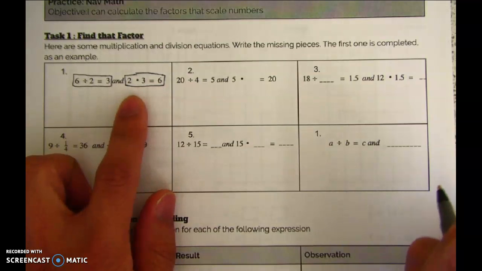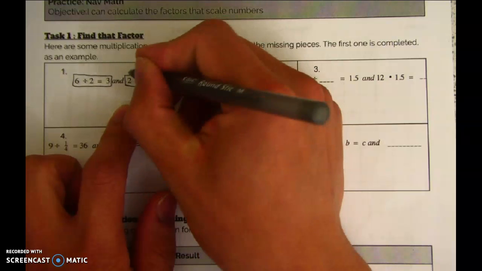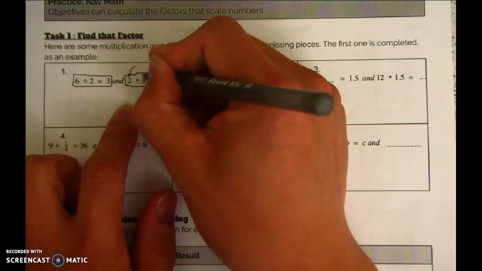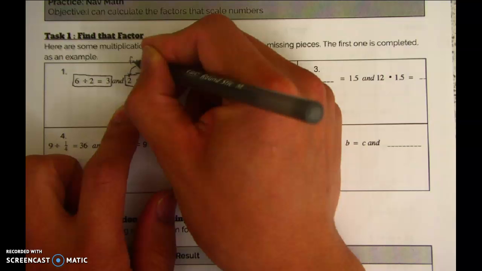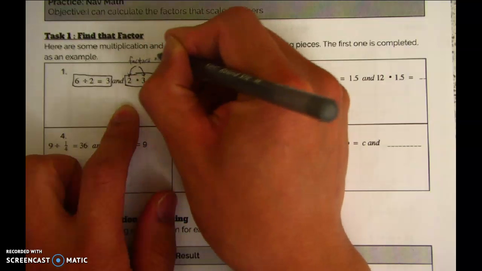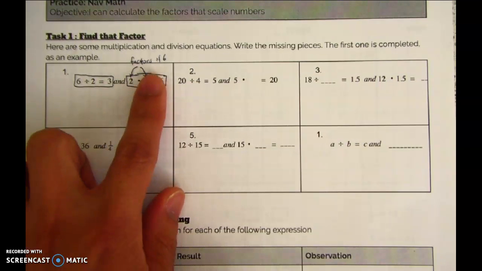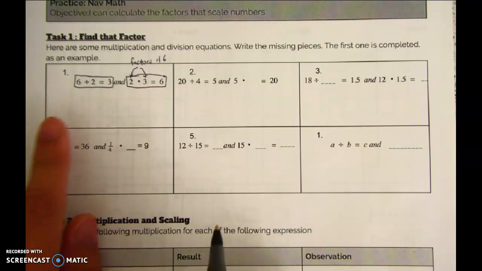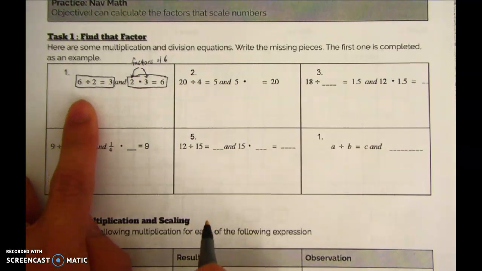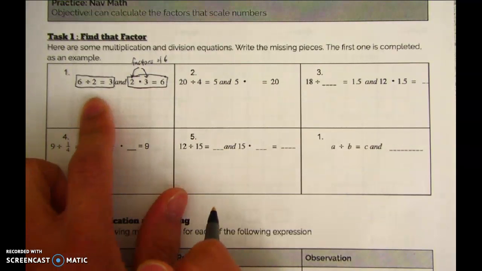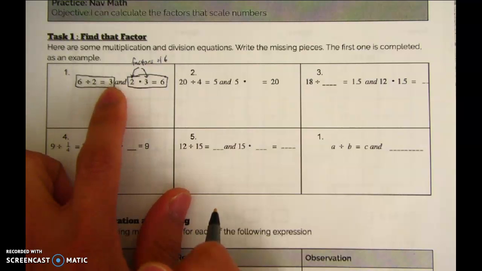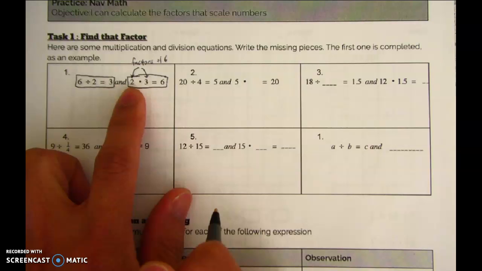What we call this is that 2 and 3 are the factors of 6. They are the 2 numbers that when we multiply make up 6. So basically when we're given a division problem, we are also given the 2 factors, being this number and this number, which is also written over here.